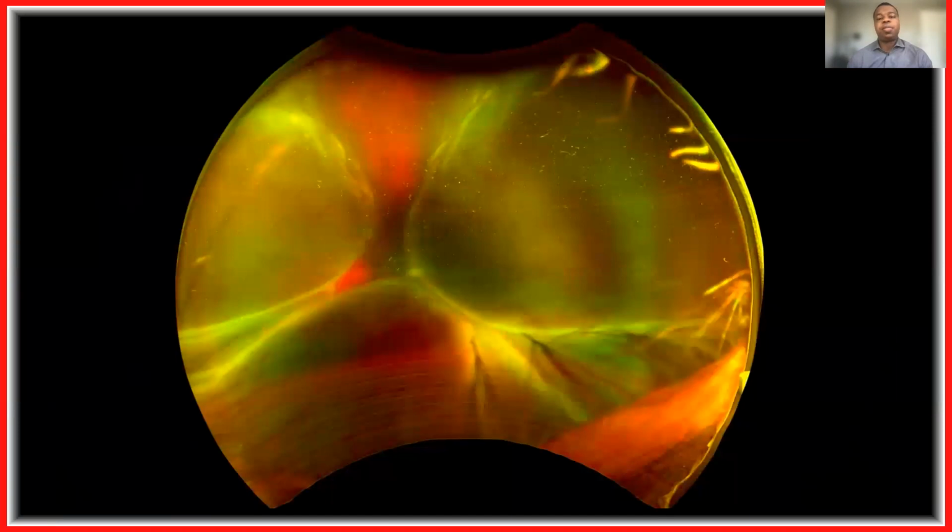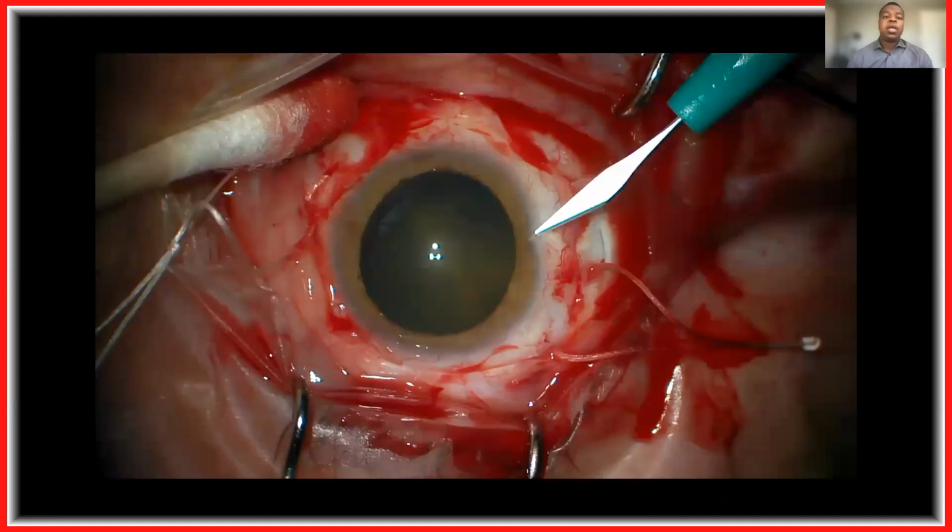You can also approach this from an external approach. So here's a patient that had been previously treated with radiation, and you can see a significant exudative retinal detachment with hemorrhagic components shortly after the plaque was performed. So here's what we did from an external approach.